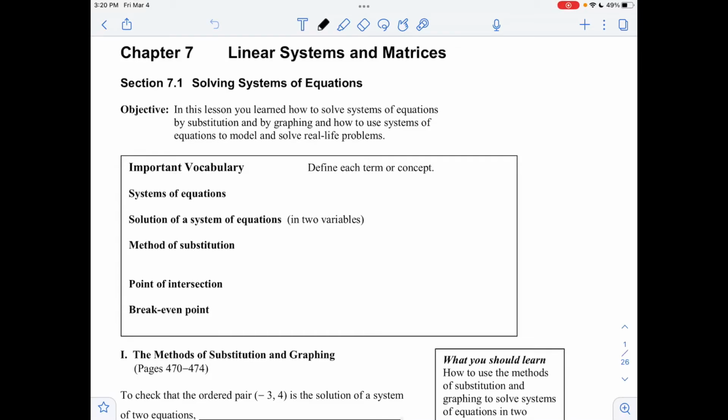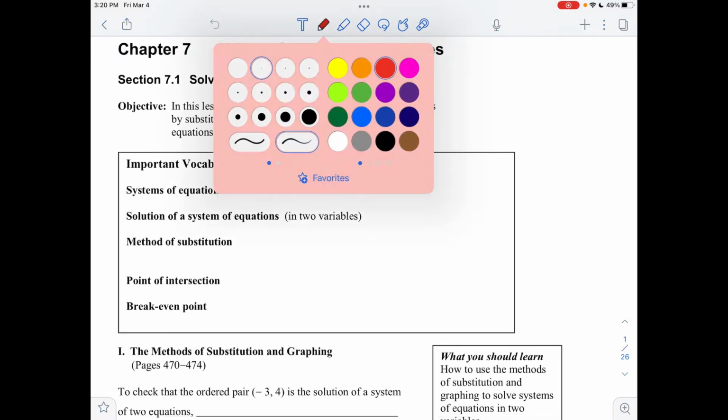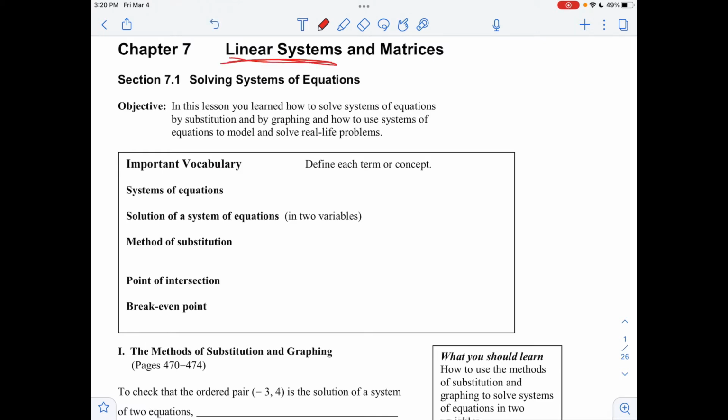Hey guys, let's start chapter 7 together. We're talking about linear systems, which we are used to, and matrices, which will be new to us, but it's a shortcut or an easier way to make complex linear systems of equations easier.